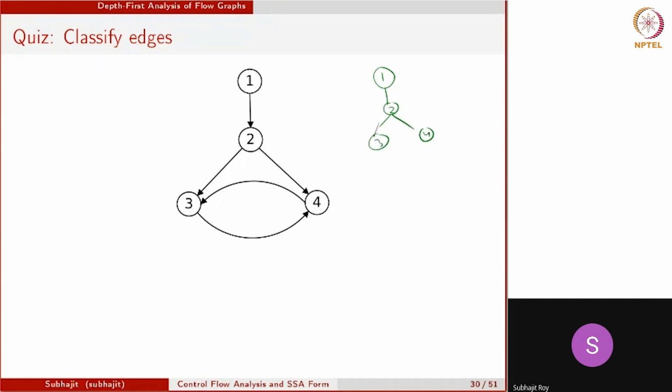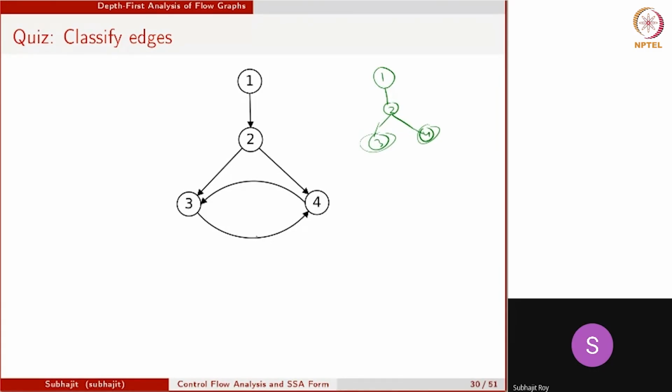That's your dominator tree. And of course, none of the others flow in the other direction in the dominator tree. It is only possible for 3 to 4 or 4 to 3 to have been a back edge, but none of them is a dominator of the other. So they cannot be back edges, right? So there are no back edges in this graph.